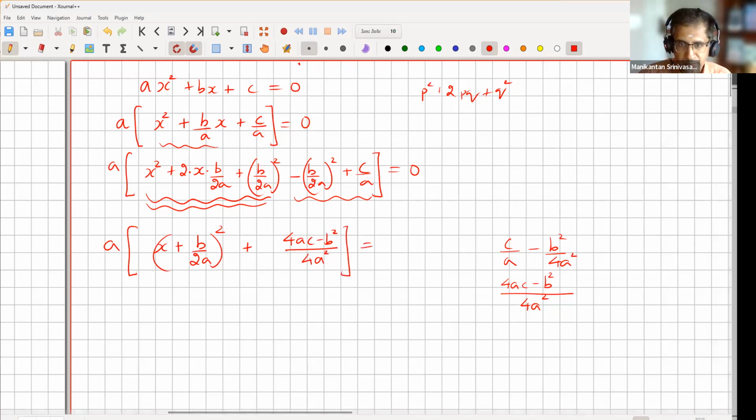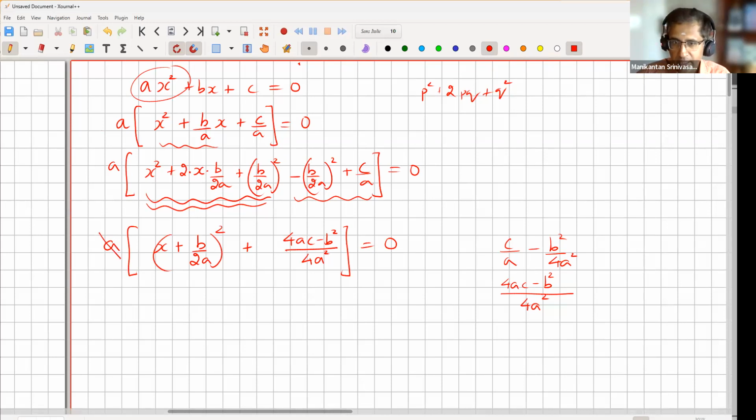Okay, equal to 0. Now, even though it's not factorized, this is enough for us to help solve this, right? Namely, solving means what? Finding the specific values of x when this will be true. A is clearly not 0, because if a is 0, then this is no longer a quadratic, right? If a itself is 0, then it's no longer quadratic. So we can strike off a here.